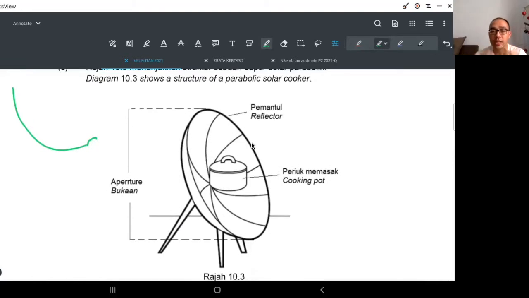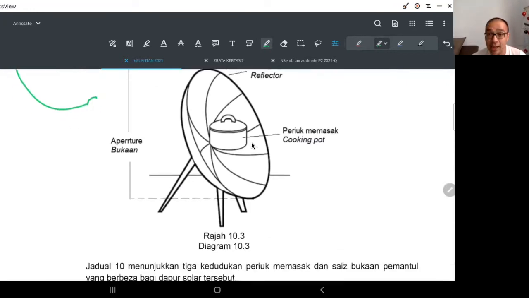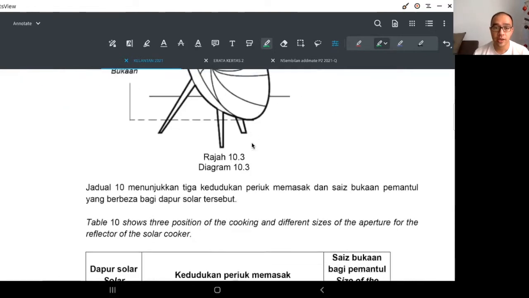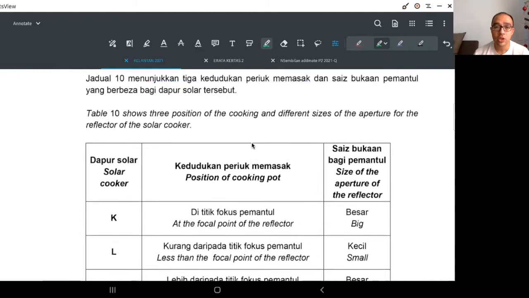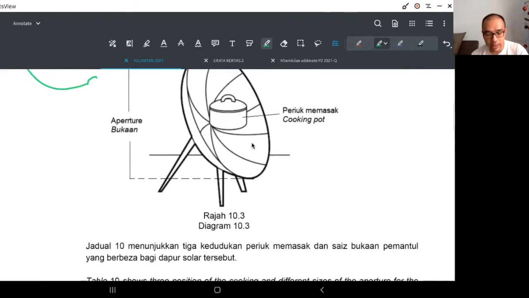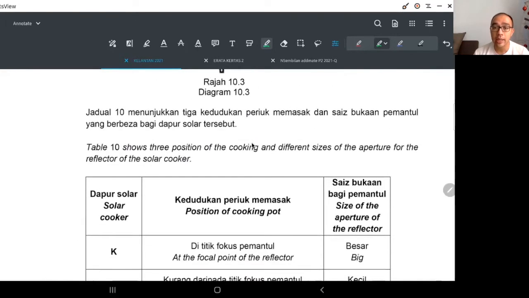So you put the solar cooker somehow. Actually this is a passive question. I remember this being a passive, but not solar cooker. It's more on the astro dish thing. But the idea is still the same. Anything to do with the parabola, the basics or the fundamentals behind the parabola thing is still very much the same. So you have this table, shows you the different positions of where this cooking pot should be, and the size of the aperture.